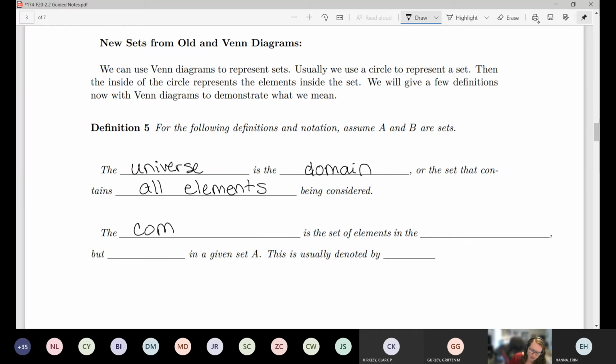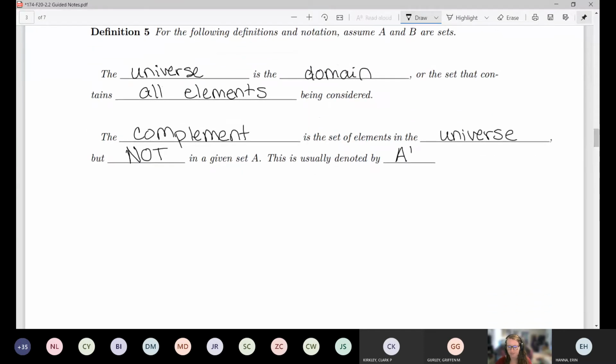The complement is the set of elements in the universe, but not in a given set A. And I'll draw a picture to illustrate that in a second. This is usually denoted by A prime, though that's not really how you would read it. We'd write the complement of A in that way. I'm going to call it A prime.